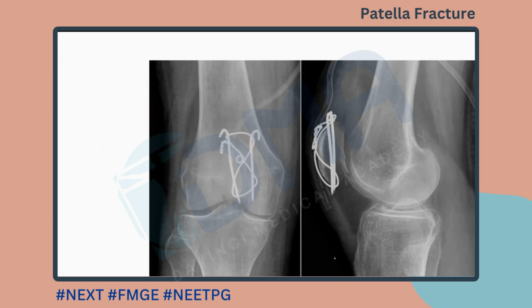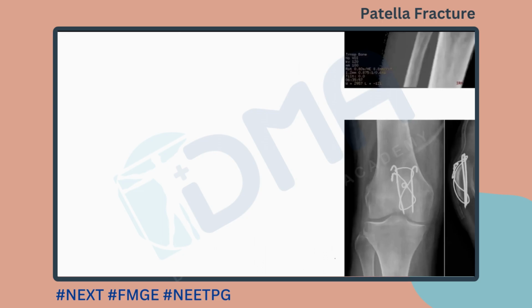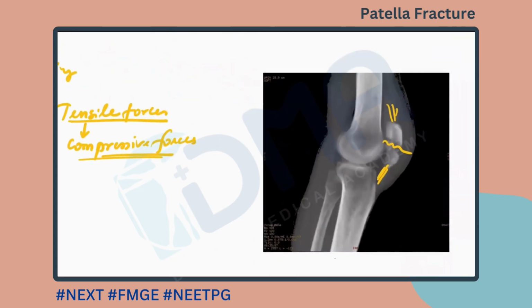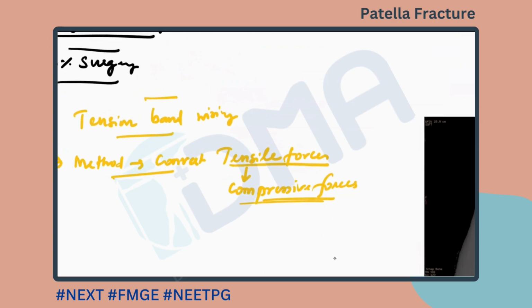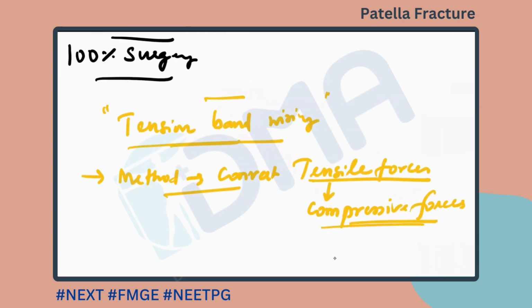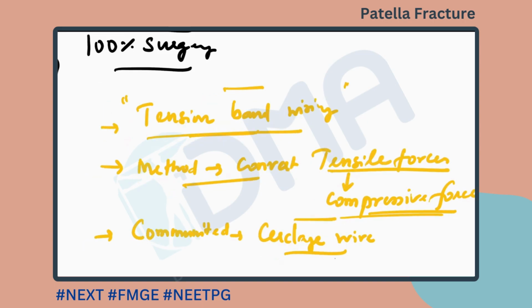Now you can see the fracture being reduced nicely. Whenever this principle is used, it converts a tensile force into compressive force. So for patella, the most common surgery which we do is tension band wiring in the form of figure of 8. Sometimes if the fracture is more comminuted, then we use cerclage wires as treatment. You just tie the patella with a circle of wire. So that is the way to treat patella fractures.